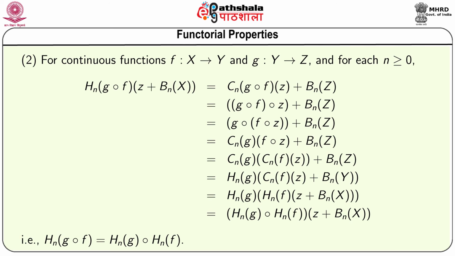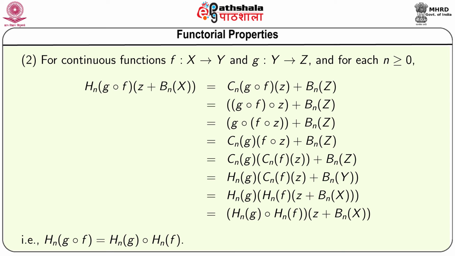For the second one, we start with two continuous functions f and g. One is from x to y and the other one is from y to z. For each n greater than or equal to 0, Hn of g composed f operating on z plus Bnx will be equal to Cn of g composed f of z plus Bnz. This follows from the definition of Hn of g composed f, and that is equal to g composed f composed z plus Bnz, because we know that Cn of g composed f of z is defined as g composed f composed z. Since composition of maps is associative, it is equal to g composed, f composed z, plus Bnz.